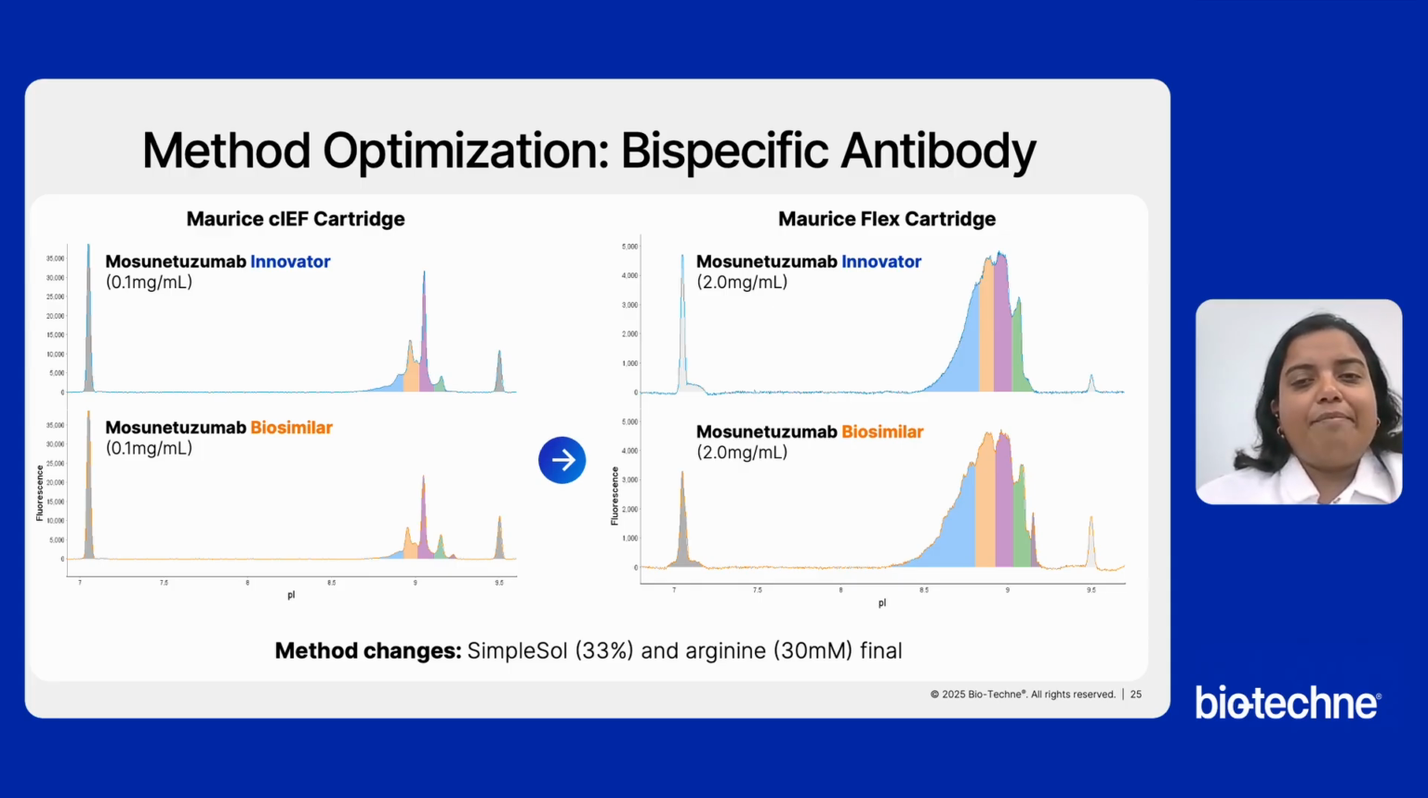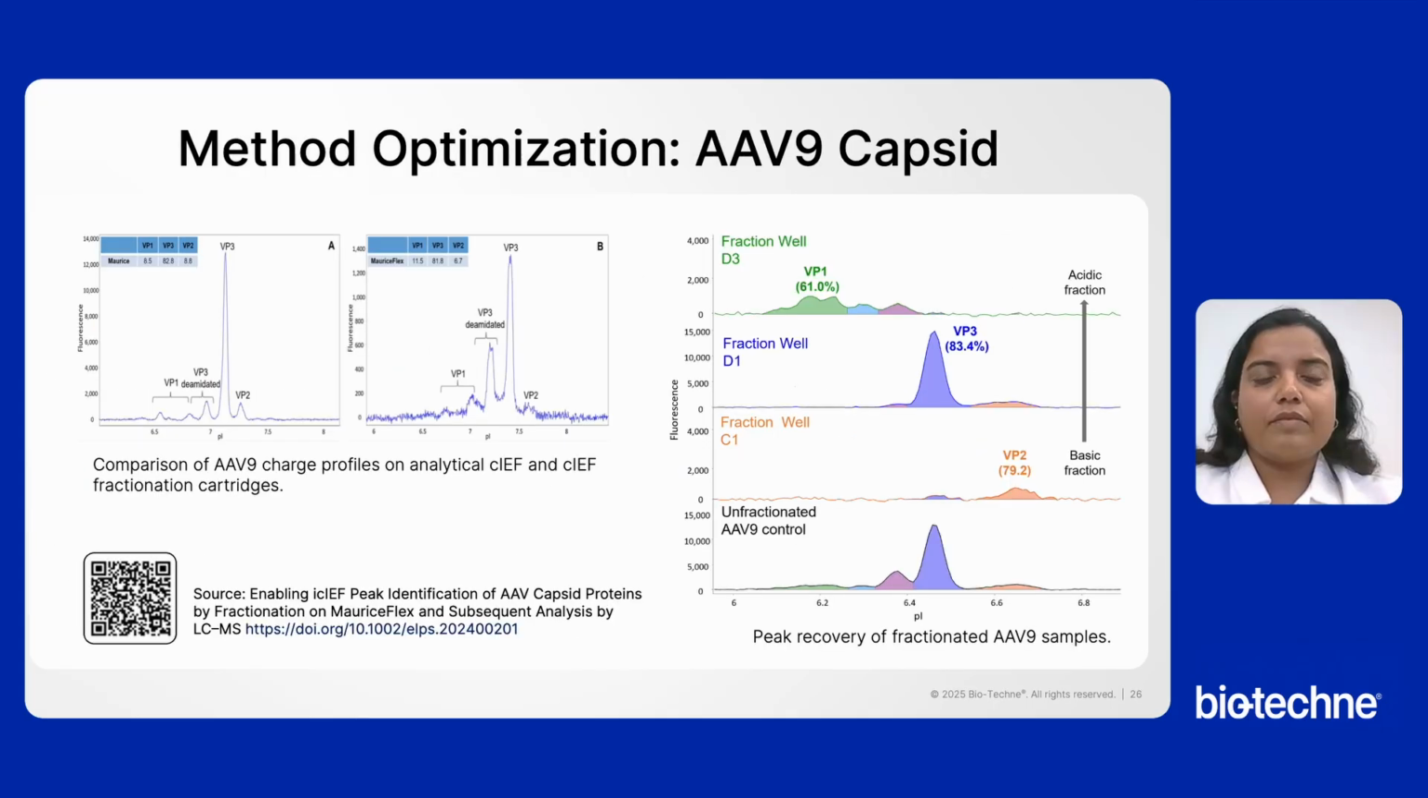Here is an example of a bispecific antibody. And again, it was an easy method transfer. As you can see here on the left side, there's an innovator molecule and the biosimilar molecule on the icIEF cartridge at a concentration of 0.1 mg per mL. And then the method was transferred onto the flex fractionation cartridge at a concentration of 2 mg per mL. And it was an easy method transfer.